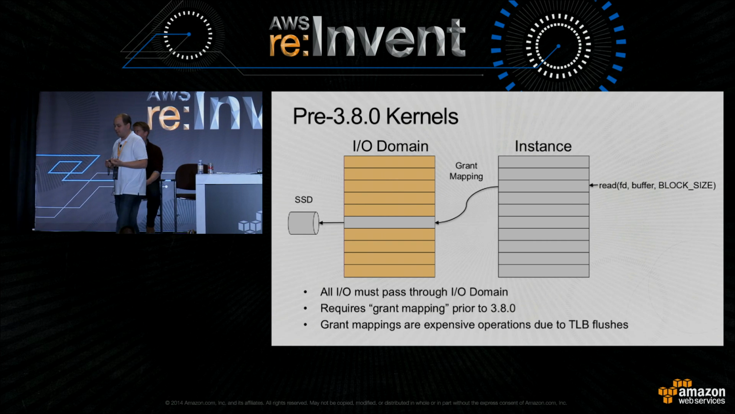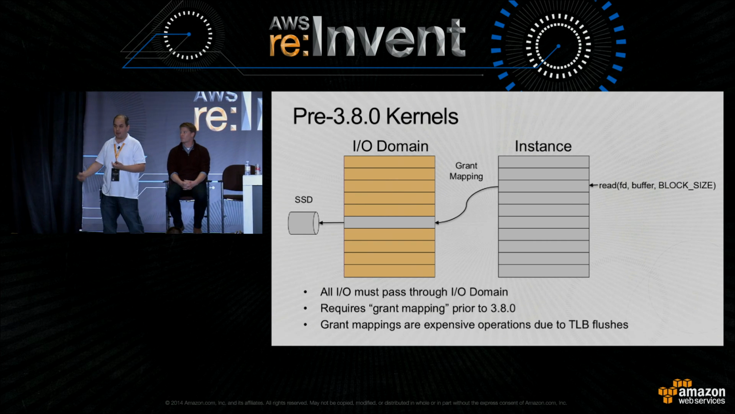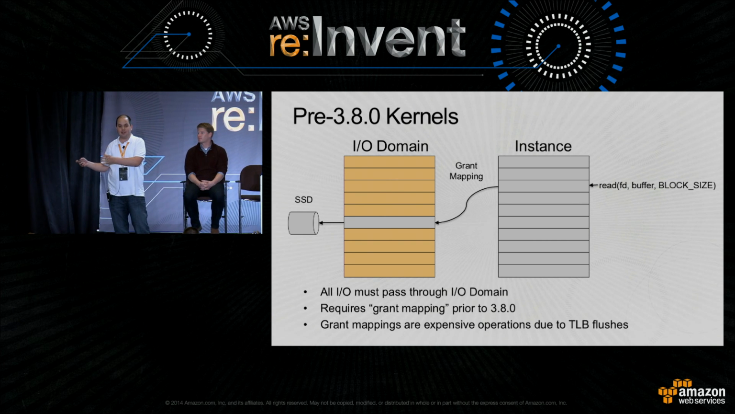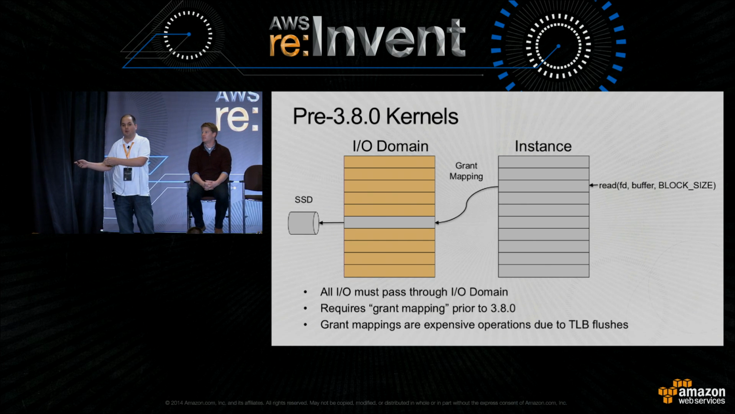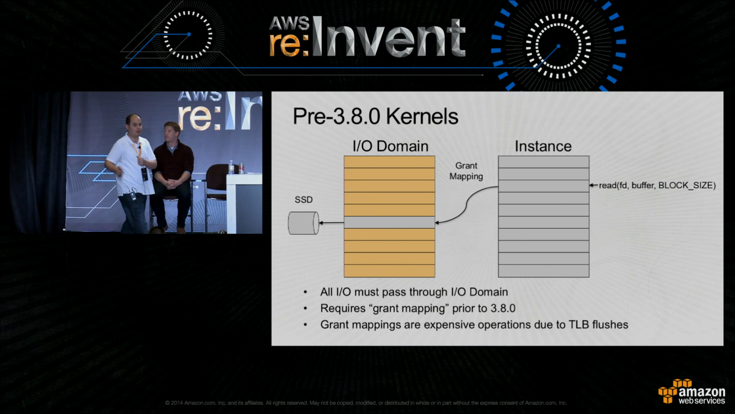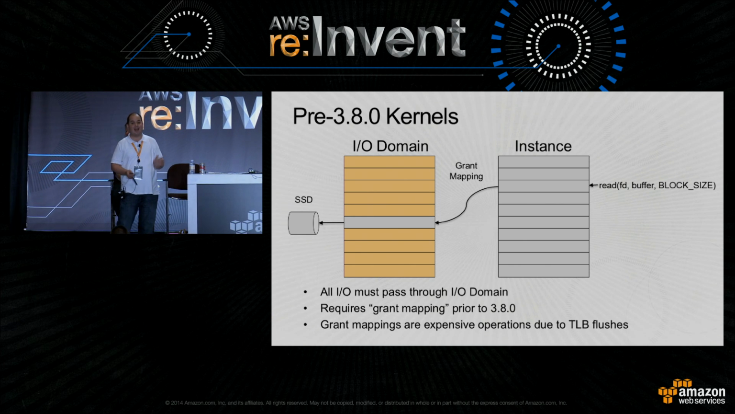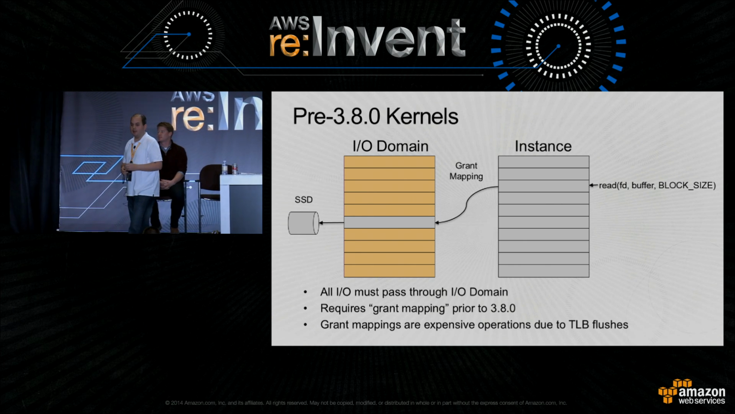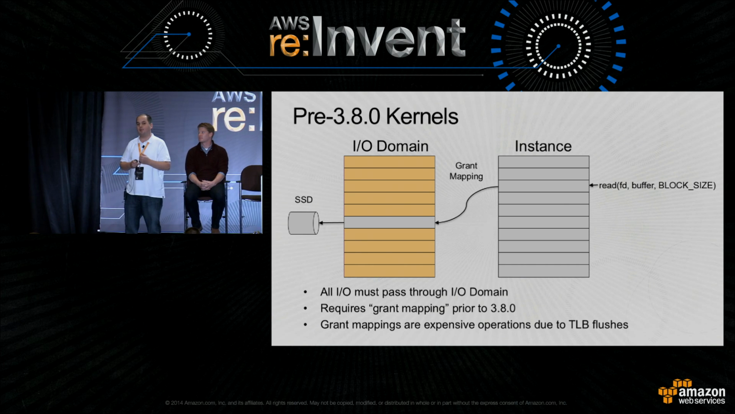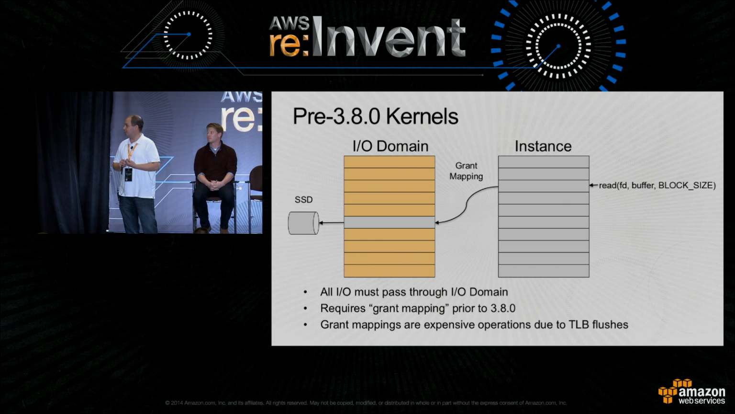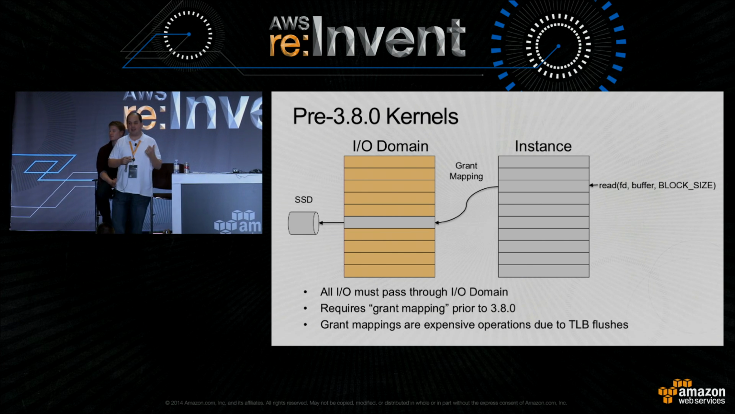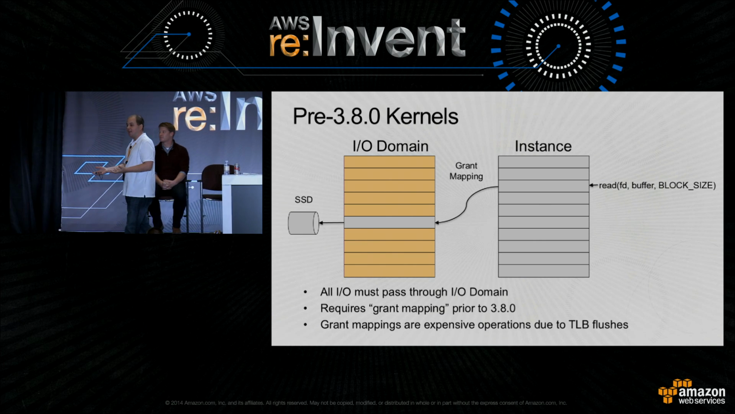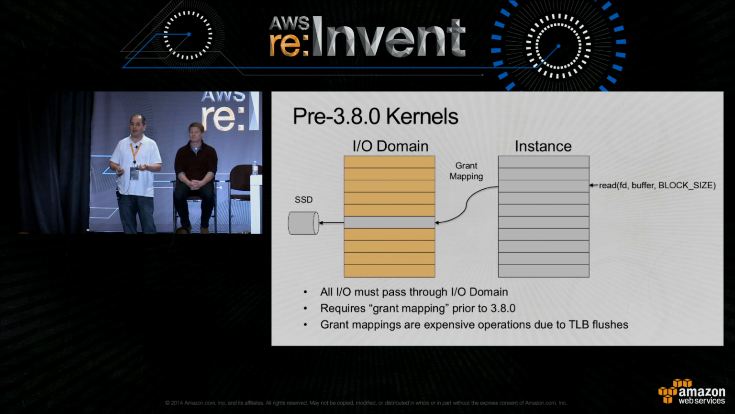And in order for the instance to do I/O, the first thing it has to do is give permission to the I/O domain to access the memory that you want to do the DMA operation to. By default, the I/O domain does not have access to the instance's memory. So the instance has to explicitly grant permission. And because virtualization developers are particularly clever, this is called granting. And when the I/O domain actually maps that page and can access it, we call that a grant mapping.